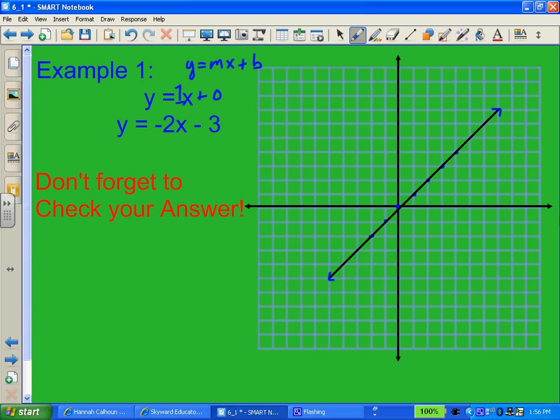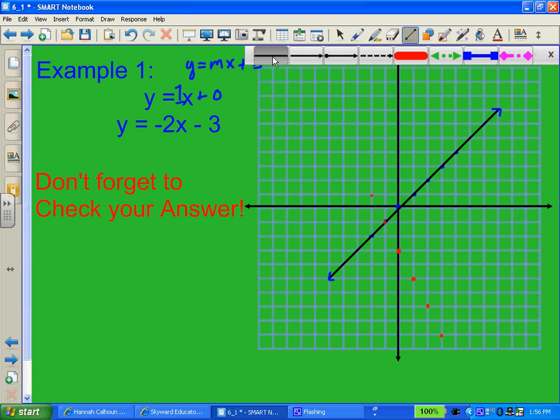Now let's look at the second one here. This one has a y-intercept of -3 and a slope of -2. So I got to go down 2 over 1. And again, I just like to make lots of dots so that I have nice straight lines.